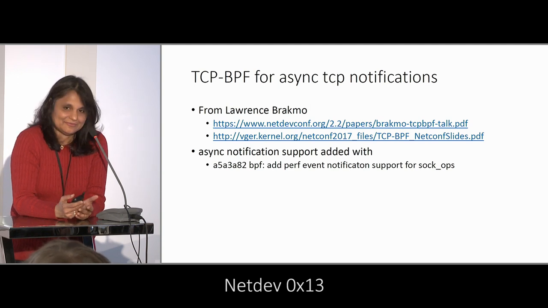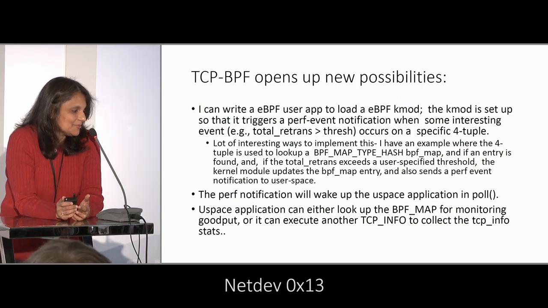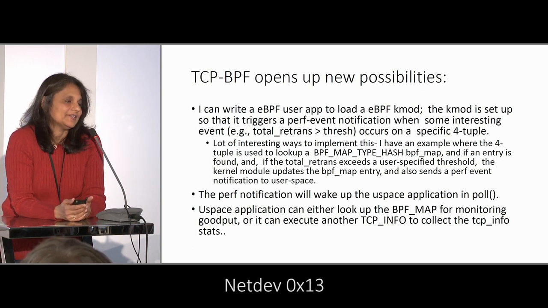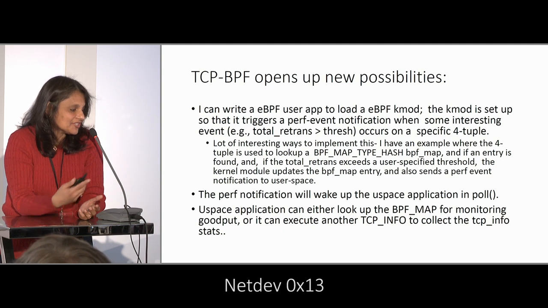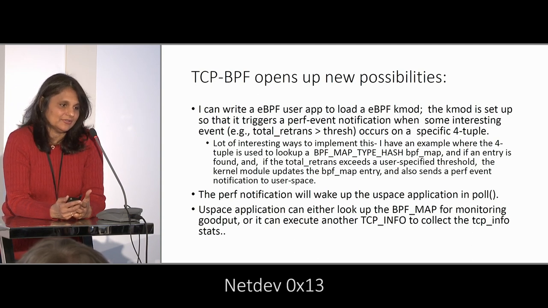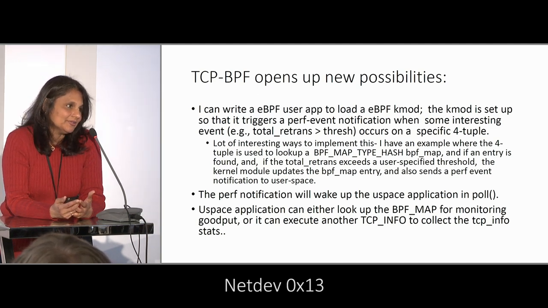Laura just talked about the whole infrastructure, and then I added the async notification back in like November. And with that, I was able to write some pretty useful stuff. If you look in the kernel selftests, there is actually an example which doesn't do all of this, but does most of it. So what you can do is set up your TCP kernel module to look at the state counters, for example the retransmit counters, and based on that, send a perf event back up to user space.